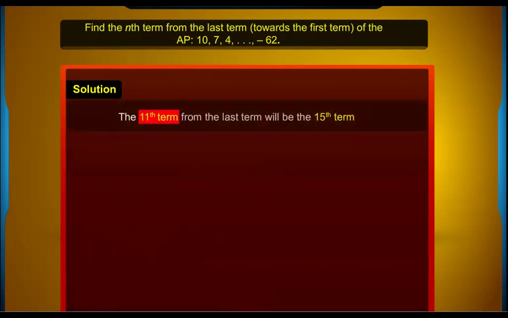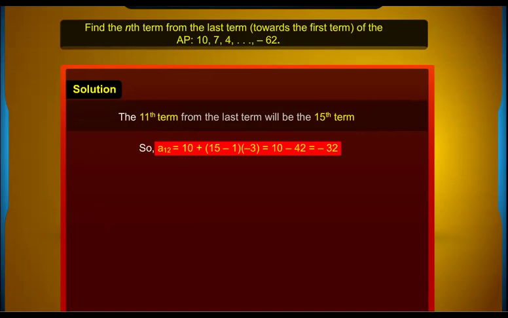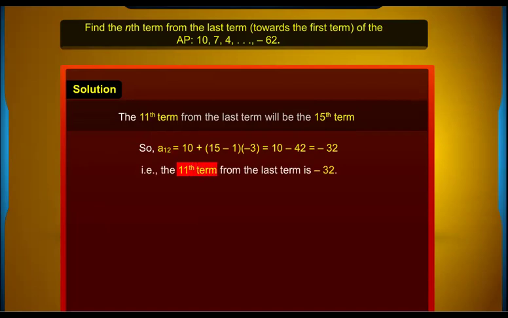The 11th term from the last term will be the 15th term. So a15 = 10 + (15 - 1)(-3) = 10 - 42 = -32. That is, the 11th term from the last term is -32.